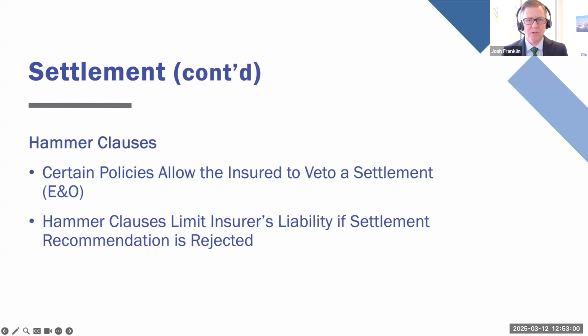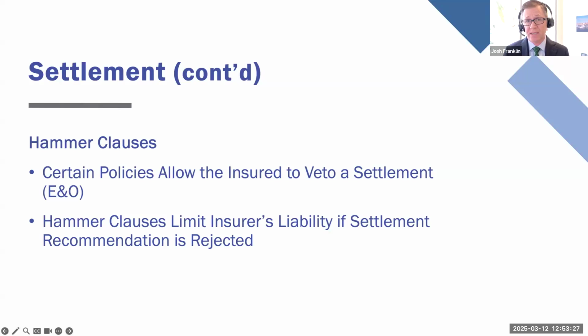Hammer clauses are generally found in professional liability policies. This is a situation where, in those policies, the insured can object to a settlement and the insurance company cannot settle over that objection. So if the insurance company receives an offer and believes that the offer is reasonable, it's within limits, and the insurance company is just tired of paying for defense costs in that case, they really want to settle.